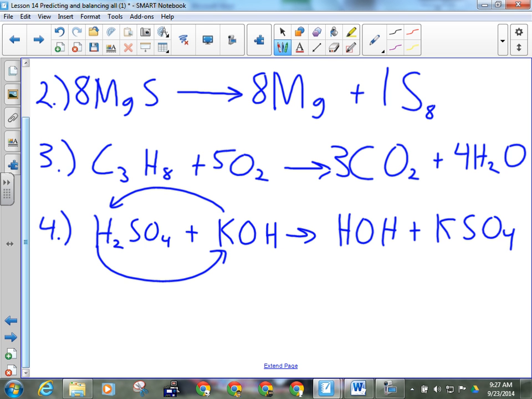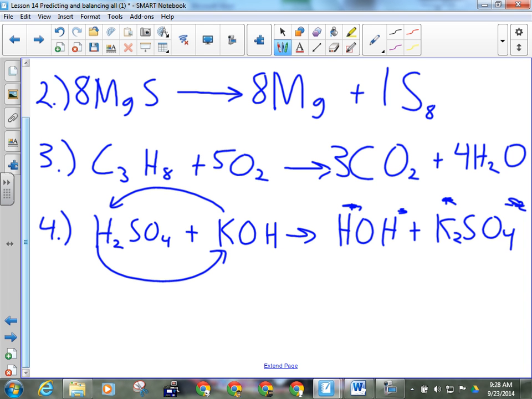I'll balance the reaction, making sure I have two hydrogens on both sides. But for right now, this is a -1 and this is a +1. So that's correctly balanced the way I've written it, right? Or correctly dropped and swapped. And over here, this is a -2 and this is a +1, so I'm going to have K2SO4 for that compound. Now I've swapped and dropped.